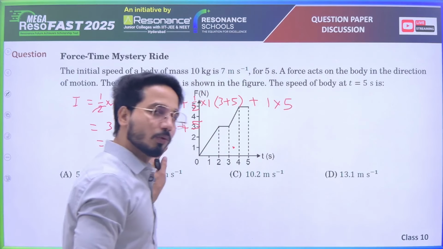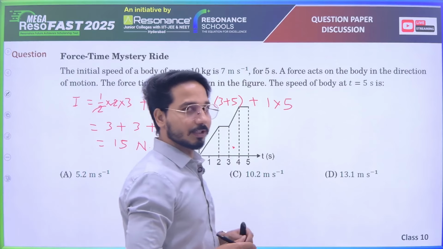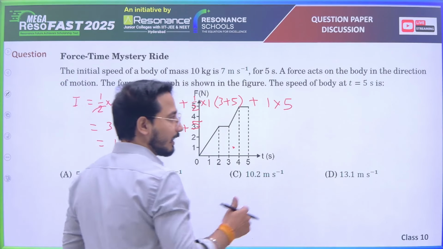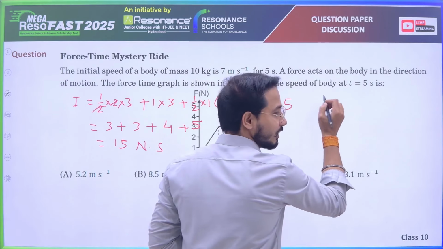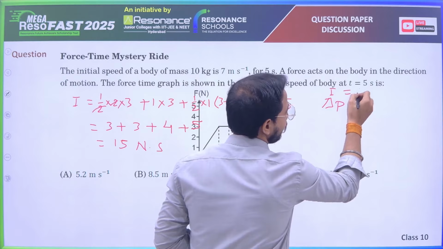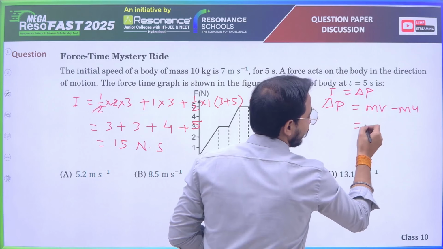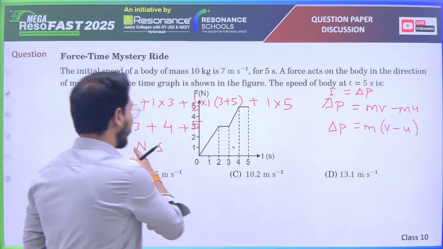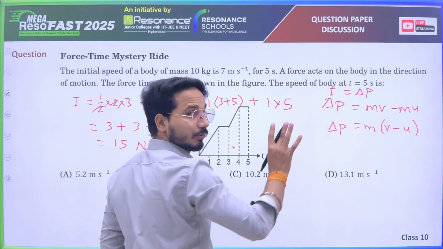The question asks for the speed of the body at t equals 5 seconds, meaning the final velocity. We also know the impulse-momentum theorem: impulse is equal to change in momentum. So change in momentum is equal to mv minus mu, which can be written as m(v minus u). We have just calculated the impulse, which is 15 Newton second, and this is equal to the change in momentum as well.